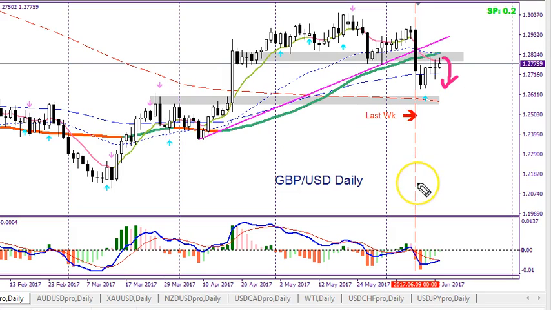If we think price is going to go lower, we want to take a sell trade below 127.30 to the downside. However, if we believe price is going to go higher, then we could watch for a buy above 128.20. Okay, that's what I see on that pair.